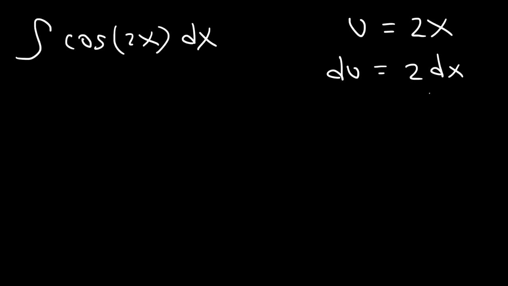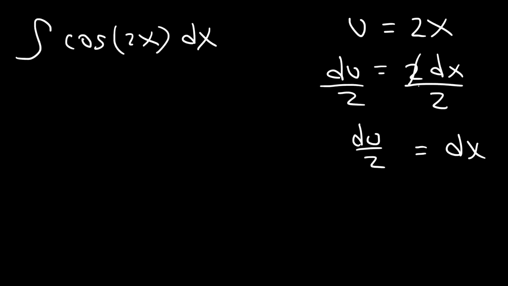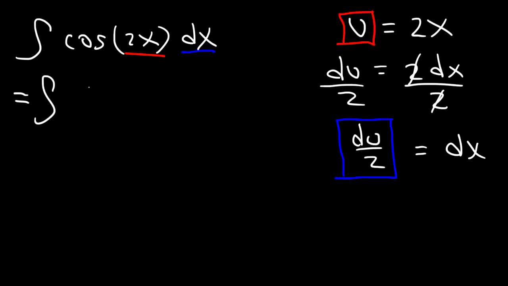And then let's solve for dx. So if we divide both sides by 2, dx is equal to du over 2. Now we need to replace 2x with the u variable, and we need to replace dx with du divided by 2. So we now have the integral of cosine u times du over 2.